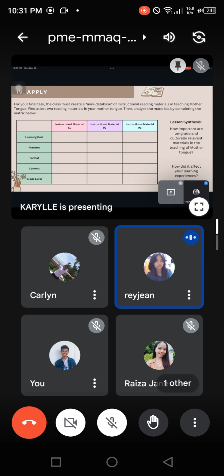And how did it affect your learning experiences? For me, it affected my learning experiences by not always focusing on images, but to explore more as well the story and the details of the book that I had. And yun lamang po ang aking part. May I call Ms. Raisa Jane Caliwag to continue our report. Thank you.